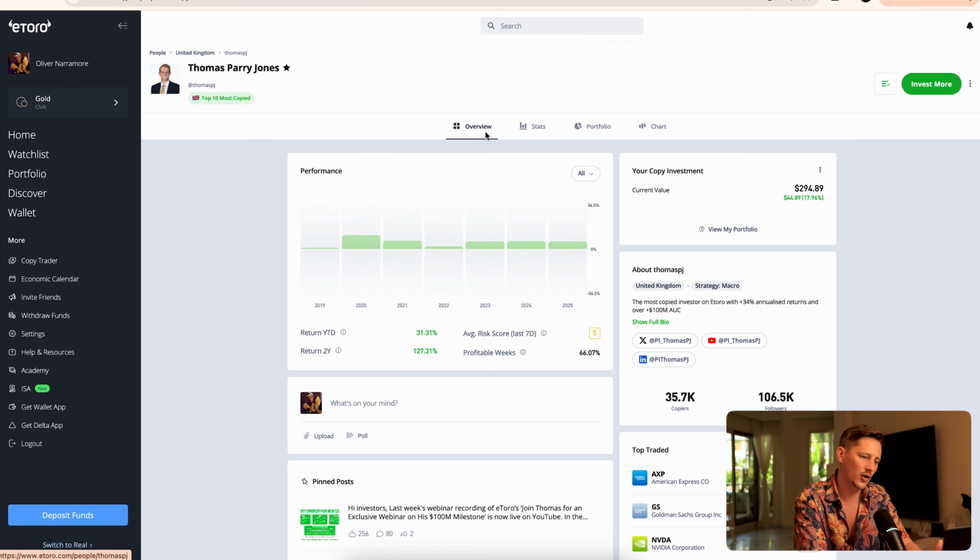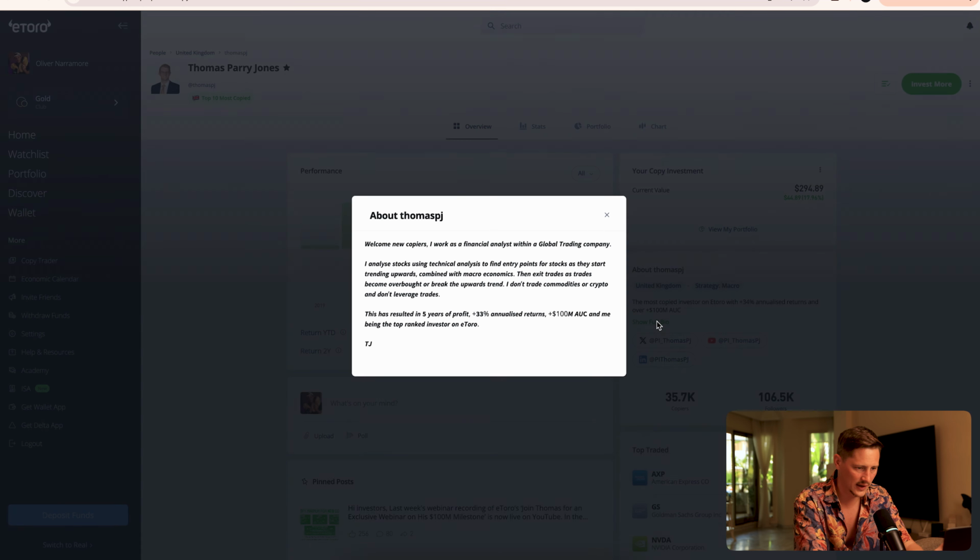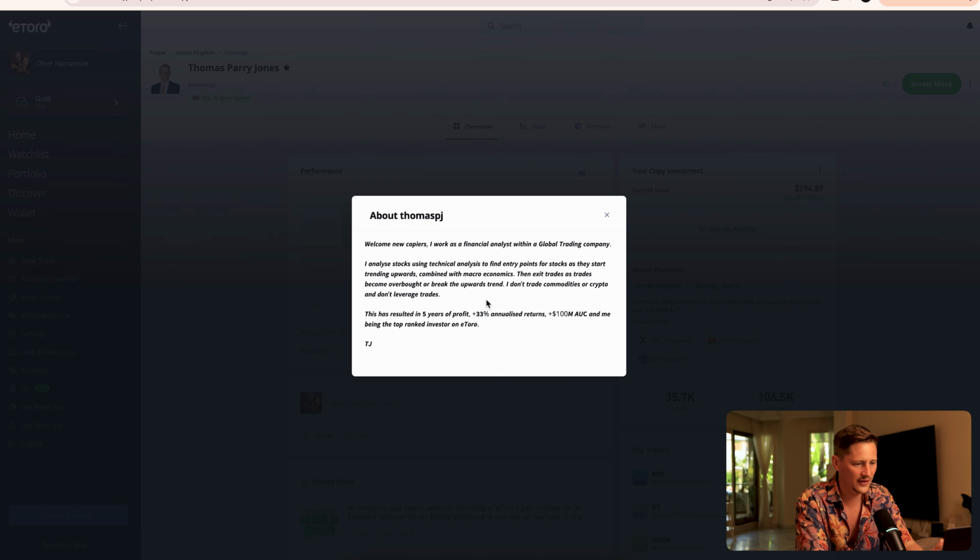Something else I'll look at on the overview of the popular investor's homepage, you'll see on the right hand side, it will say about Thomas or about whoever else. If you look at their bio, it will just give you a little bit more information on them. A few things that I would definitely avoid if you're going to do this.